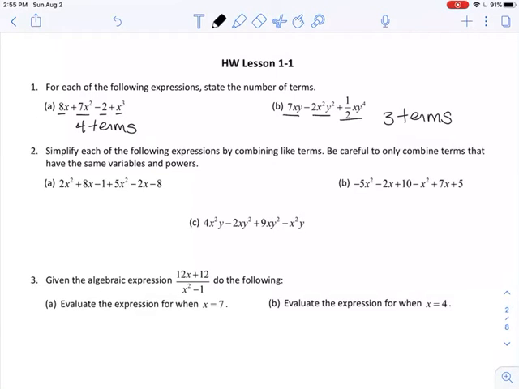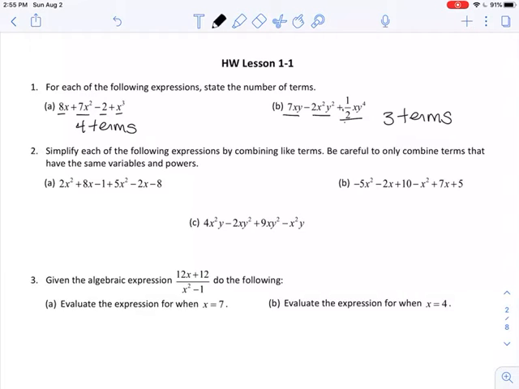So terms are connected by addition and subtraction. This right here, like negative 2x squared y squared, that's considered 1 term. So anything that's connected by multiplication, or in this term right here with the 1/2, that would be considered 1 term. So anything connected by multiplication and division is 1 single term.